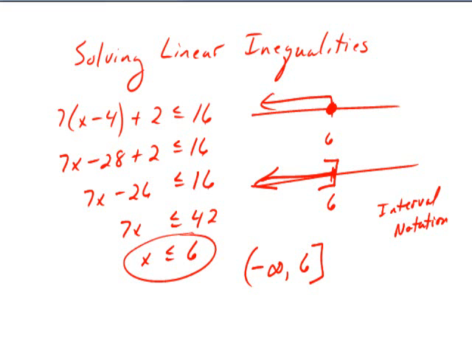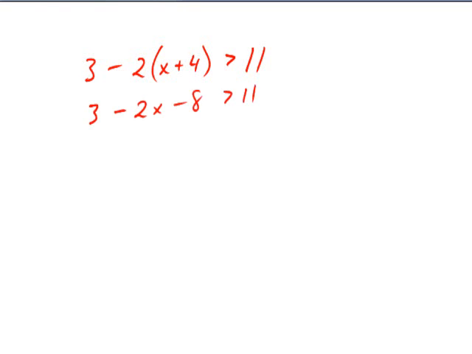Let's look at another example. In this problem, I can distribute the negative 2. So I have 3 minus 2x minus 8 is greater than 11. I can combine like terms on the left-hand side. I can add 5 to both sides. And then I can divide by negative 2. But when I divide by negative 2, I need to turn my inequality sign around.